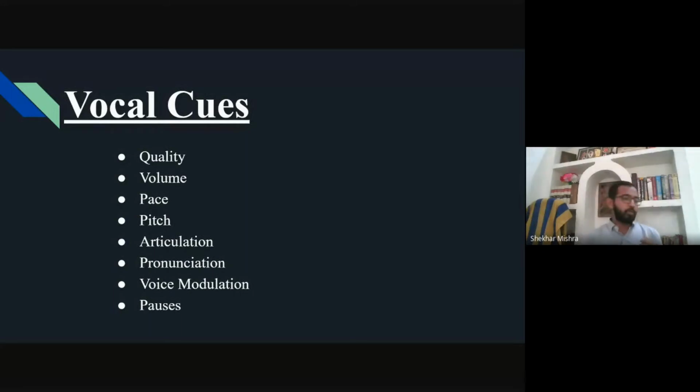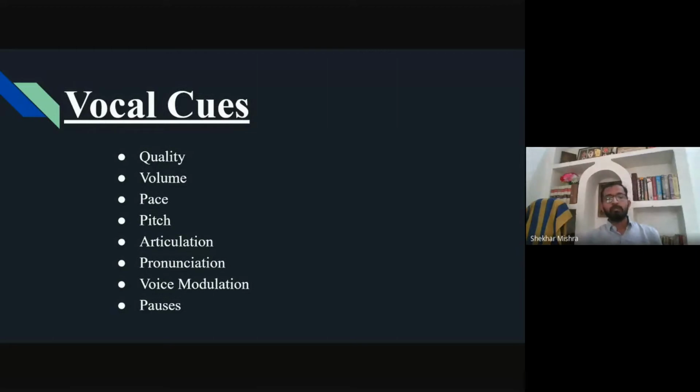Now comes voice modulation. Voice modulation generally includes the word stress, like how you are speaking a word. Modulation pertains to the way we regulate or vary or adjust tone, pitch, and volume. Means here you have to consider the points from first, like quality, volume, pace, pitch. Everything is included here. Here we see how we are modulating our voice, how we are modulating the volume, how we are modulating the pace and pitch.